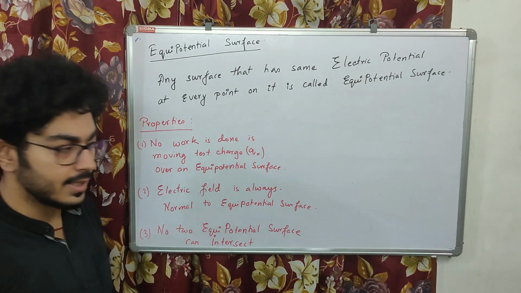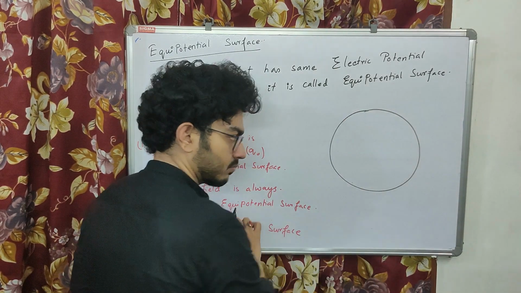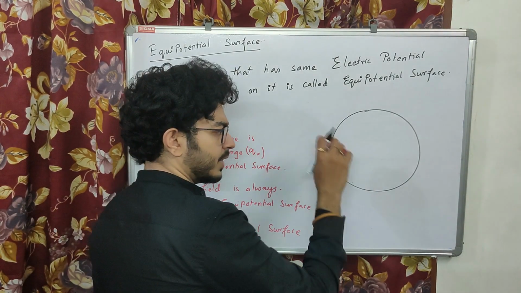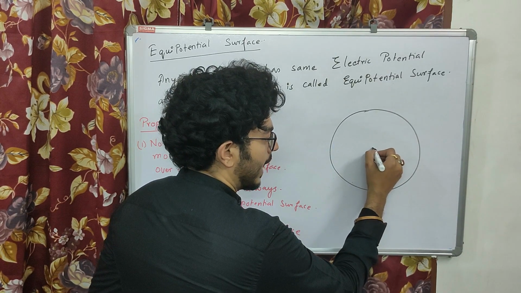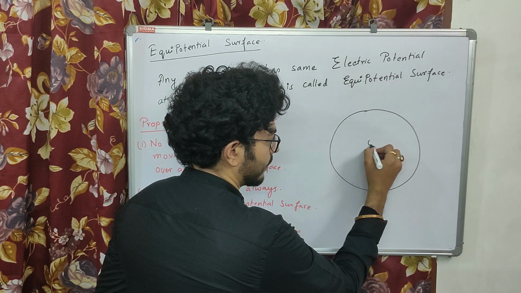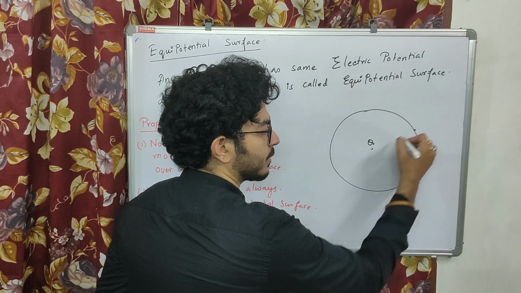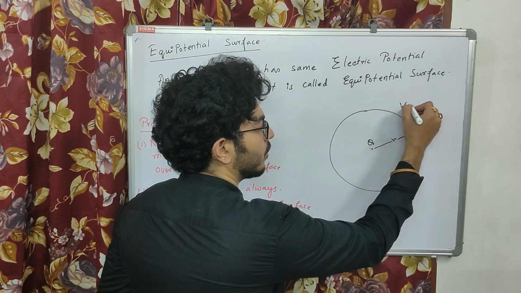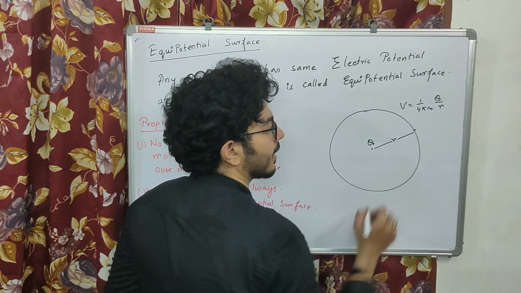Suppose, just understand this, I keep a plastic sphere, hollow, and at the center I have kept a positive charge. So what will be the electric potential at a point on the surface? If this is the radius, the potential will be 1 by 4 pi epsilon naught times q by r, right?